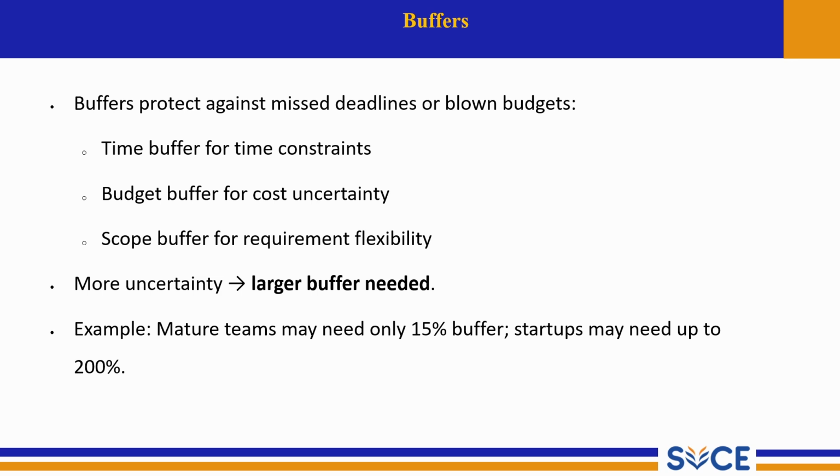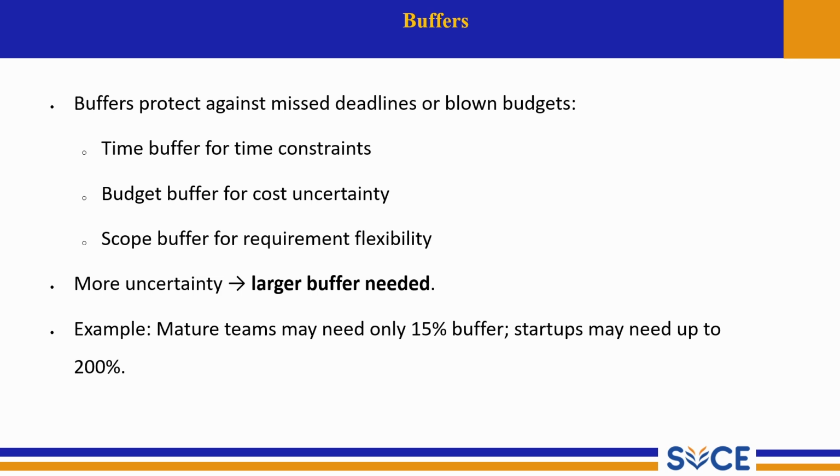Buffers protect against missed deadlines or blown budgets. Time buffer for time constraints. Budget buffer for cost uncertainty. Scope buffer for requirement flexibility. More uncertainty means a larger buffer is needed. For example, mature teams may need only a 15% buffer. Startups may need up to 200% buffer. So it's all about the buffers.